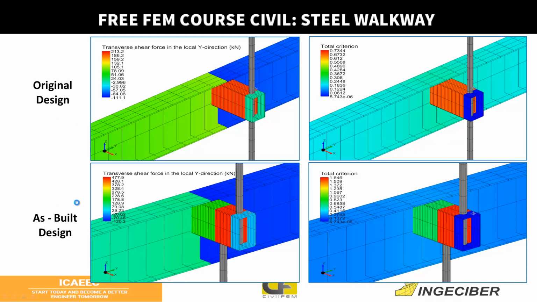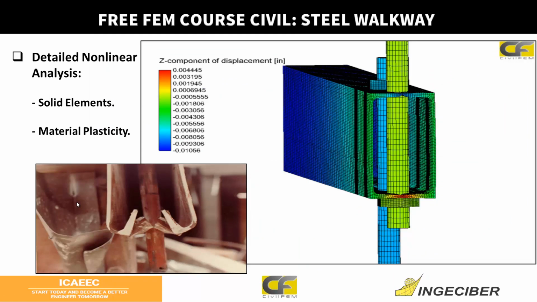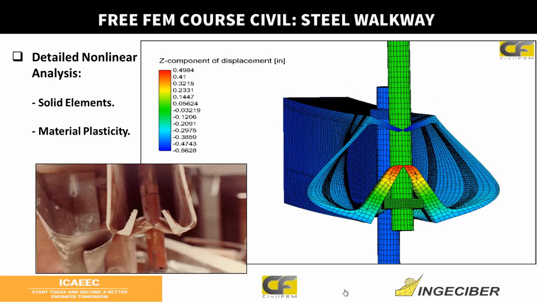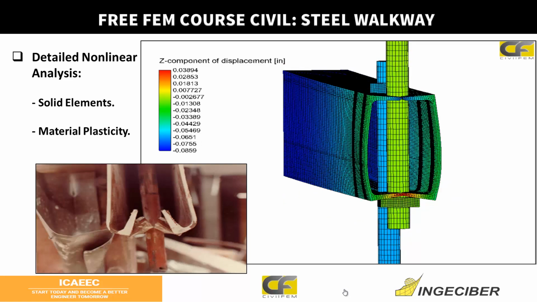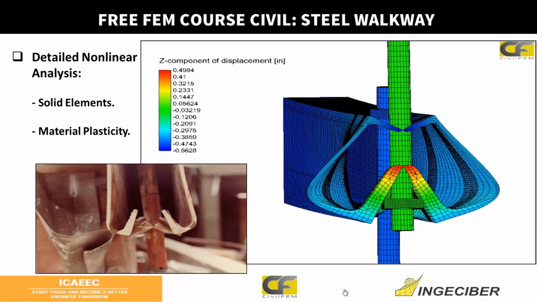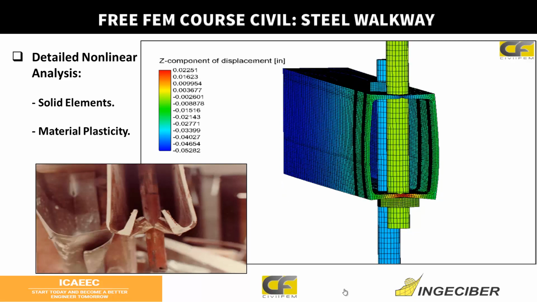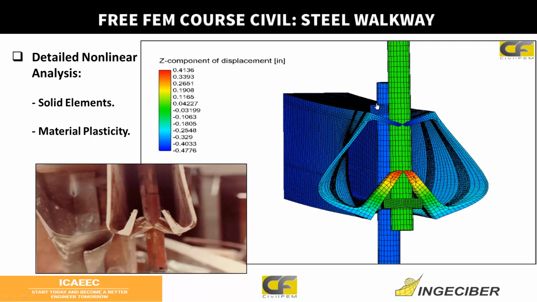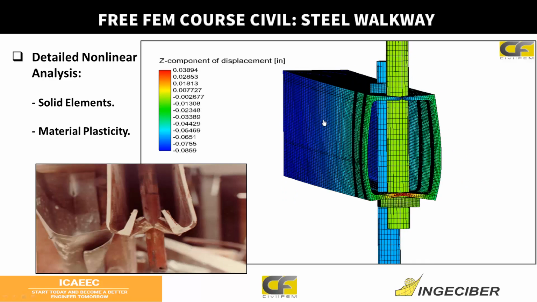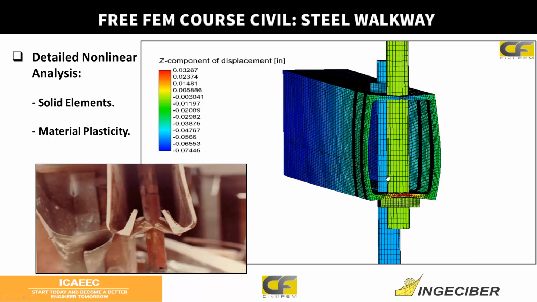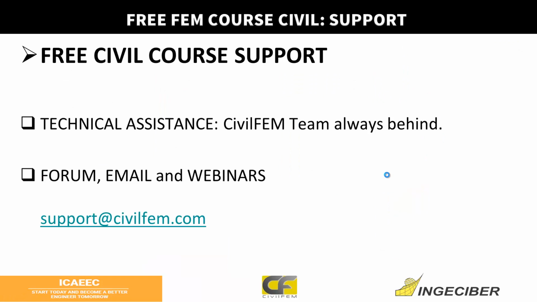You can go further and advance with the analysis and create a more detailed model, a nonlinear analysis using shell or solid elements and other nonlinearities such as material plasticity. For that case, you can use a submodel, in this case using symmetry. You can simulate the bolts and hangers, including the box section, and see the accurate behavior of what happened in this walkway collapse.